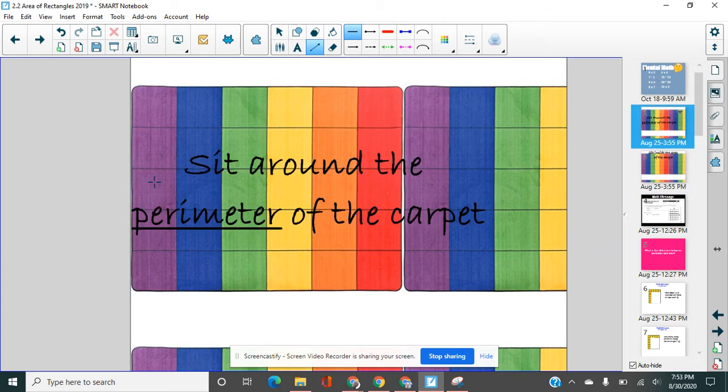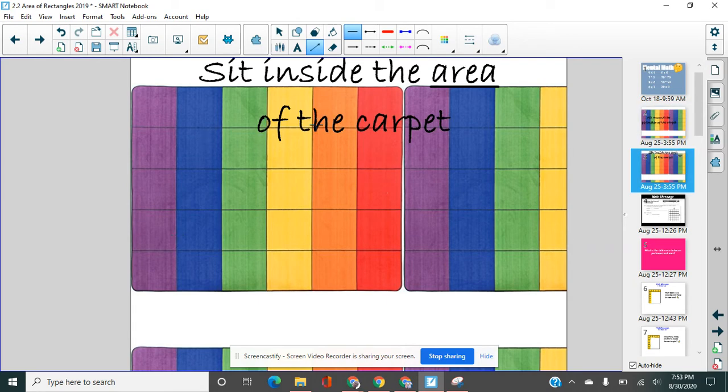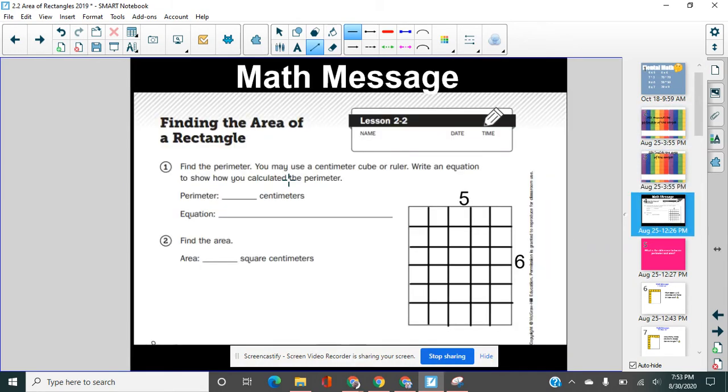If you can remember those things, perimeter is the outside, area is the inside. What's one trick? Perimeter is the longer of the two words, and so is outside, right? Outside has more letters than inside. So area is the inside. That's what we're going to be learning about today.